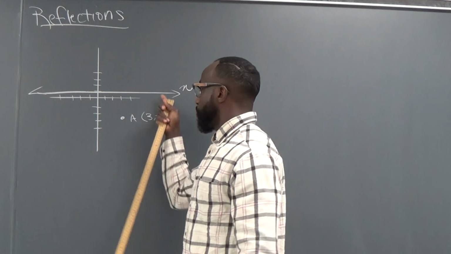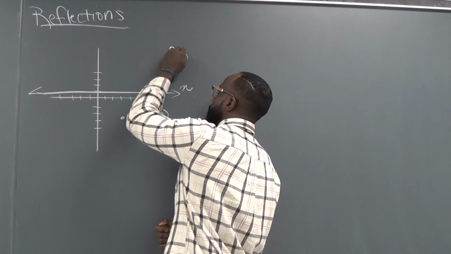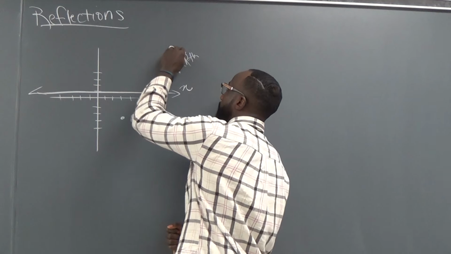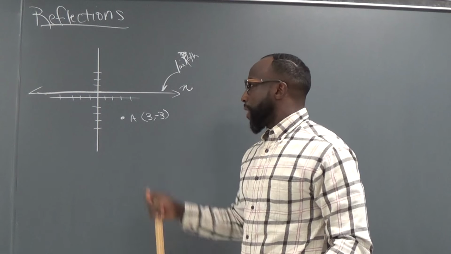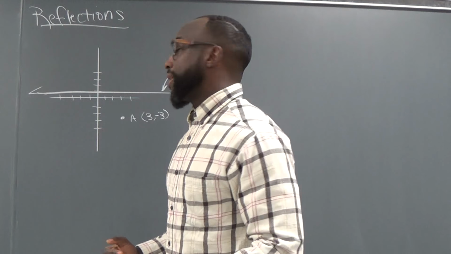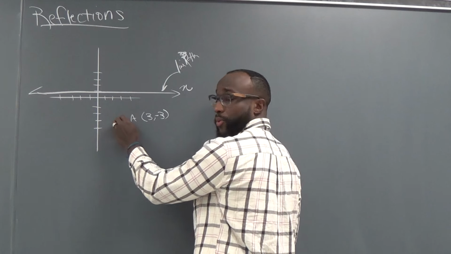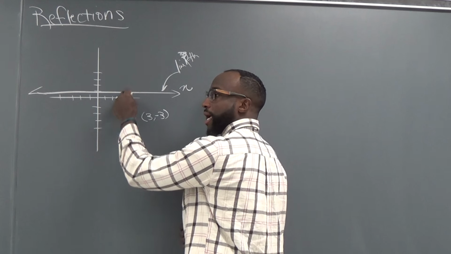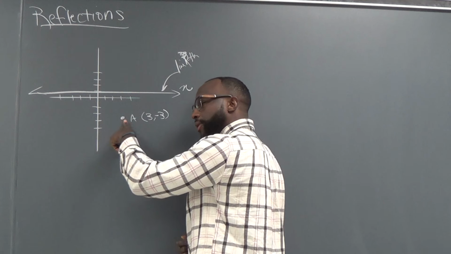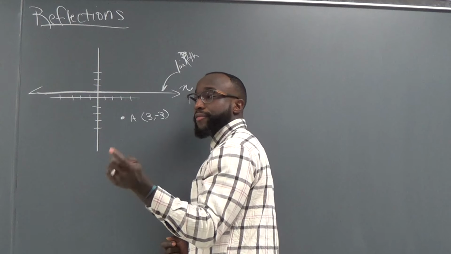This is the line of reflection. To figure out where A's new place, or the A reflection, is, we count how far this point is from the line of reflection, and then its mirror image, or the new image, would be the exact same distance on the opposite side of the line of reflection.